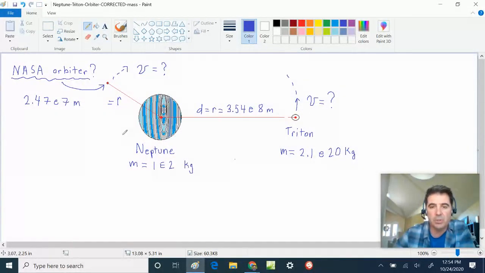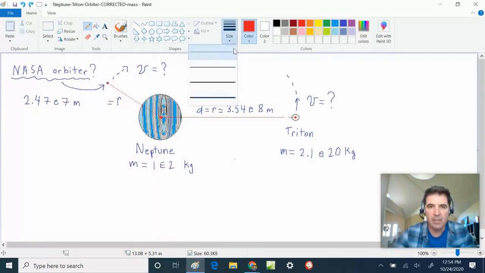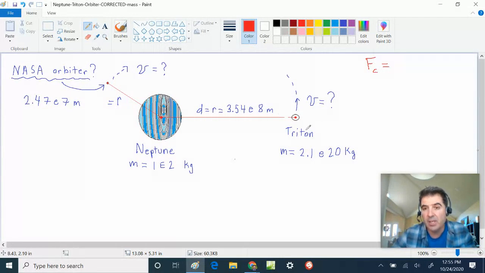So Triton is going in a circle around Neptune. And so we start off by looking at, well, what's the thing that's making it go into a circle? I'm going to go a little bit thicker pen here. So we have a centripetal force on Triton. A centripetal force means that it's going in a circle. So it's the force that's causing it to turn. And so the equation for centripetal force is the mass of the object that's doing the turn times the velocity of the object squared. So its mass is 2.1 times 10 to the 20th kilograms, and the velocity is what we're going to try to figure out in a little bit, divided by the radius of the orbit. Here's the radius of the orbit, 3.54 times 10 to the 8th meters.